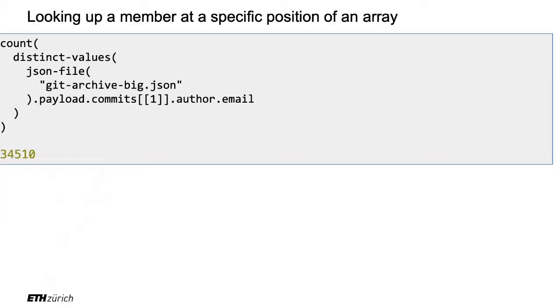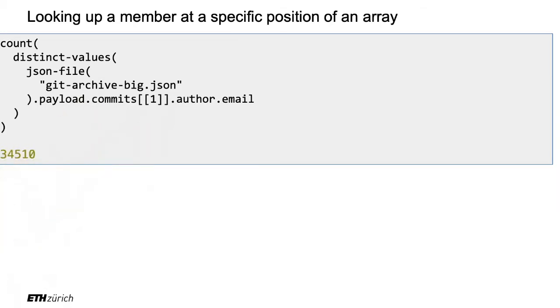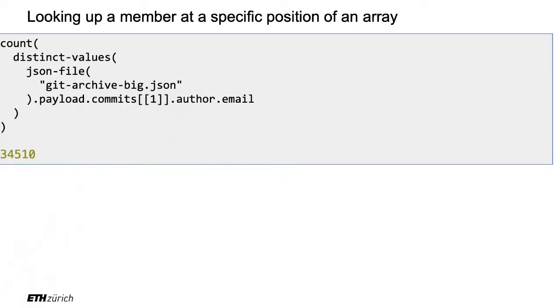Now, if you have a billion arrays, then it's going to extract the first item of each one of these billion arrays, right? So it's going to be returning all the first commits of every event, and it's going to return the email of the author, right?